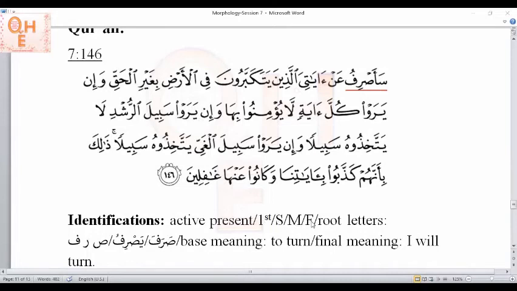If you exclude the sin and the hamza, the root letters are sad, ra, fa, and when you enter sad ra fa in the dictionary, you see they take the pattern صرف يصرف, and the base meaning is to turn. So only the verb tells you what the meaning is. أصرف, I turn, but sin will make it future. So the overall meaning will be I will turn. Okay.